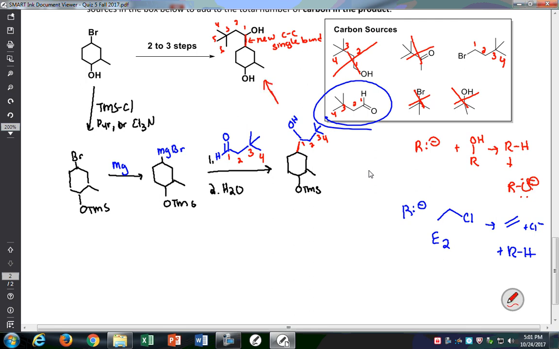So we can deprotect with TBAF, that's just our source of F negative, or H3O plus. And that will deprotect it. Any questions with that synthesis?